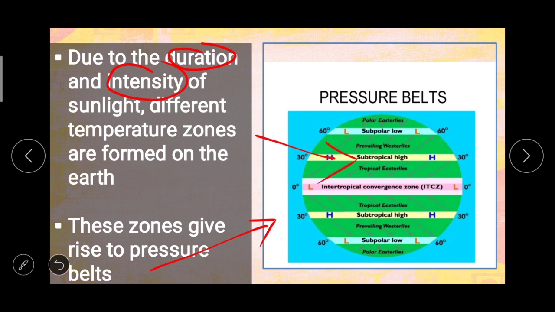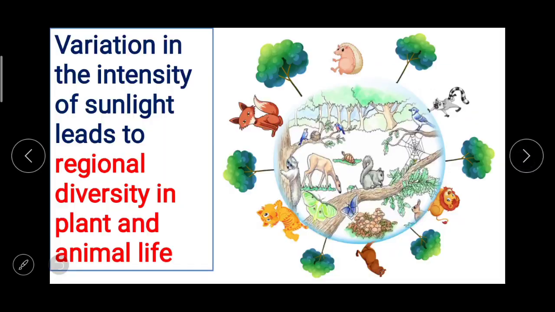Different temperature zones are formed due to the duration and intensity of sunlight. Variation in the intensity of sunlight leads to regional diversity in plant and animal life. This is a very interesting and important thing to keep in mind and to learn.